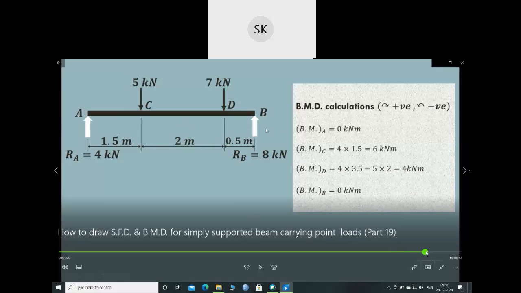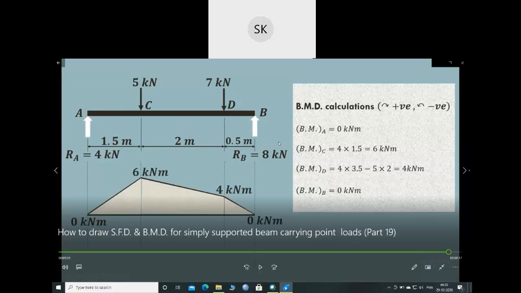So place the values in diagrammatic way. So this will be your bending moment diagram. And what will be the maximum bending moment? It is 6 kilonewton meter. So any doubts from this part?